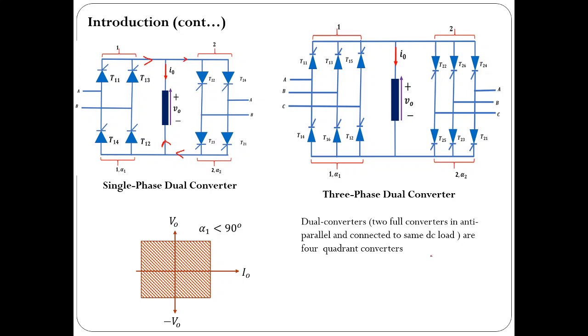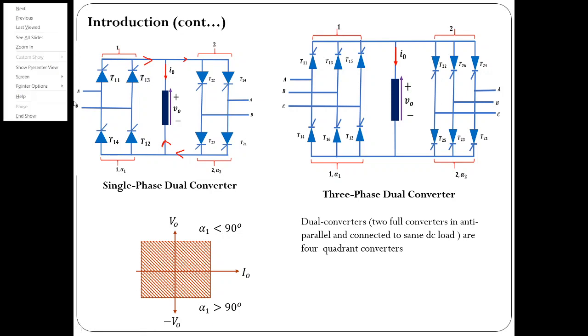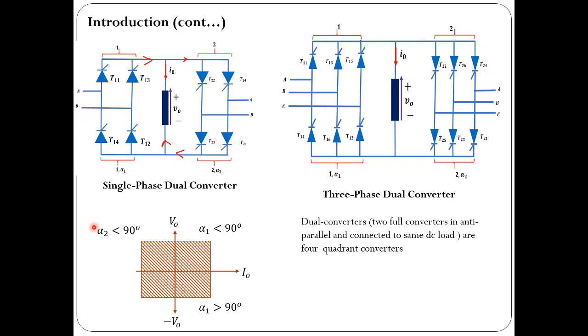How can you obtain a 4 quadrant operation? For alpha 1 less than 90 degrees, converter 1 provides first quadrant operation. For alpha 1 greater than 90 degrees, the same first converter provides fourth quadrant operation. Similarly, for alpha 2 less than 90 degrees, converter 2 would provide second quadrant operation, and for alpha 2 greater than 90 degrees, the second converter provides third quadrant operation. So this way one can use a 3 phase or single phase dual converter to obtain 4 quadrant operation.